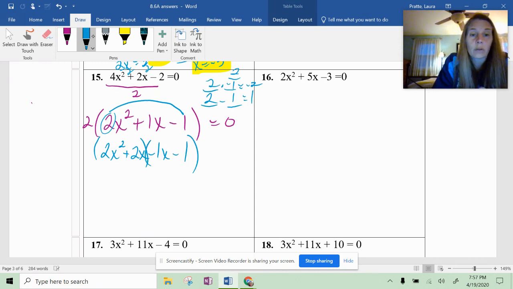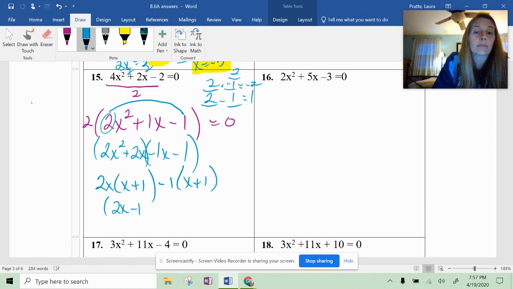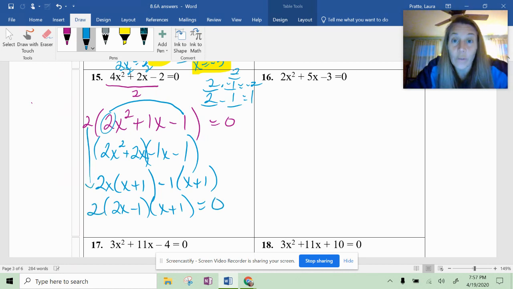Group. Take out your 2x, you're left with x plus 1. Take out your negative 1, you're left with x plus 1. So then your 2 factors are 2x minus 1, x plus 1. And we have our equal 0. And technically that 2 that we divided out from the beginning should be on our factored answer.